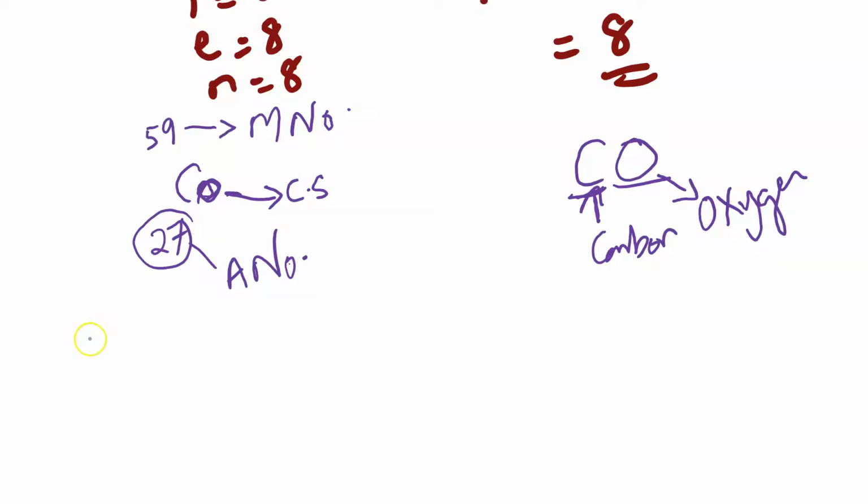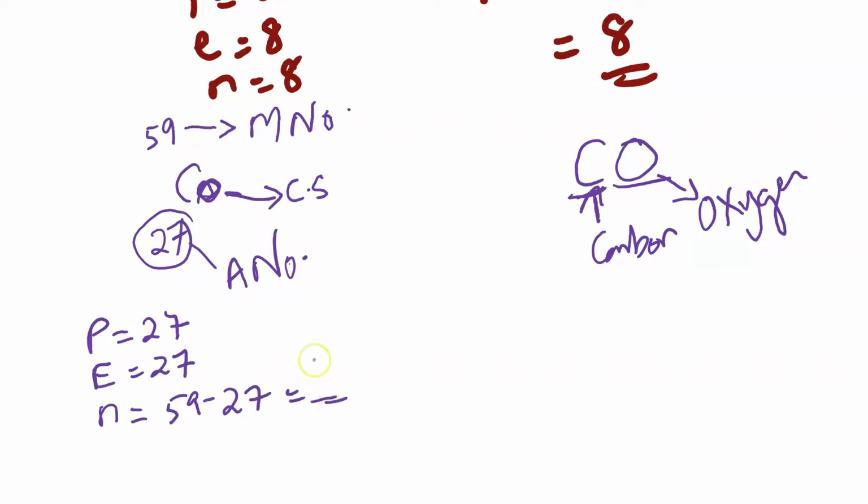Okay, so let's look at the number of protons. The number of protons is 27. That means the number of electrons is also 27. And the number of neutrons is 59 minus 27. That's my answer. So 59 minus 27, that's 32. I have 32 neutrons.